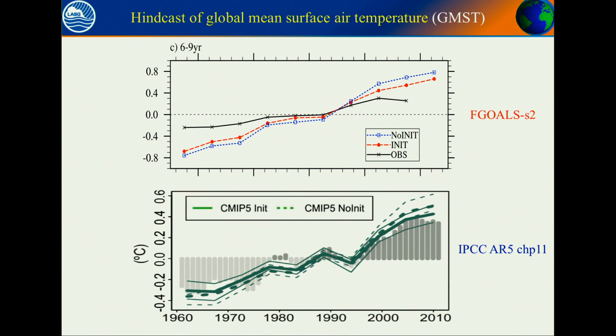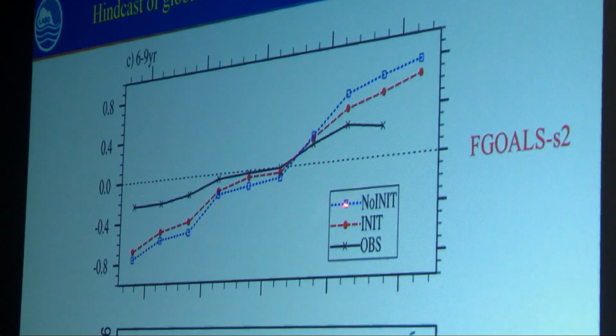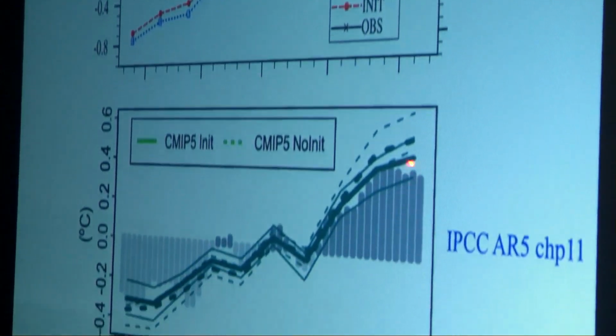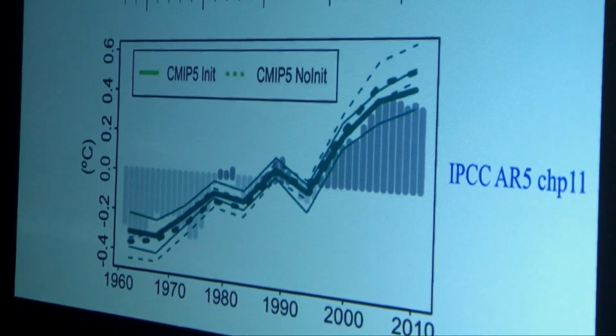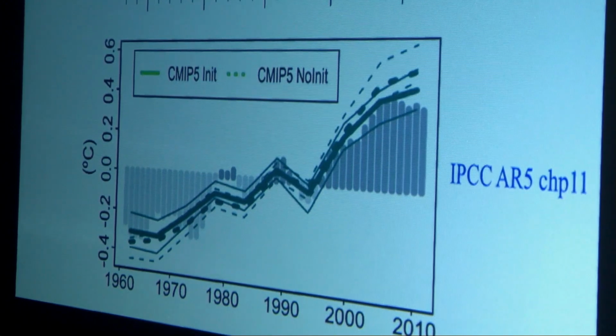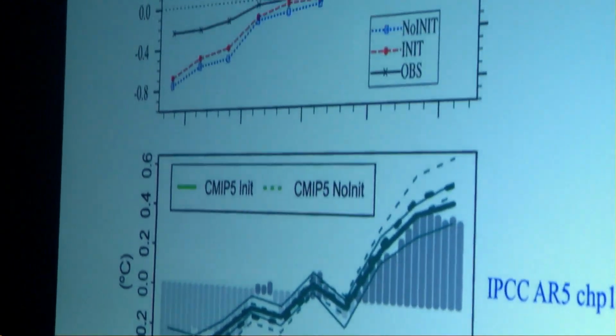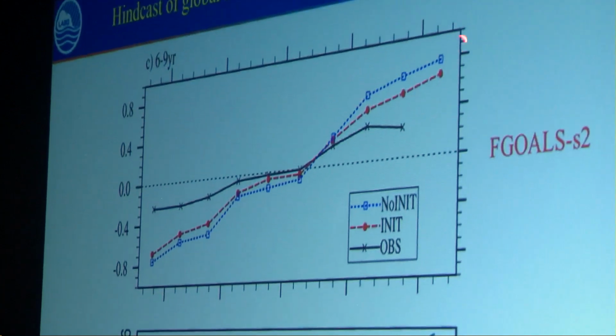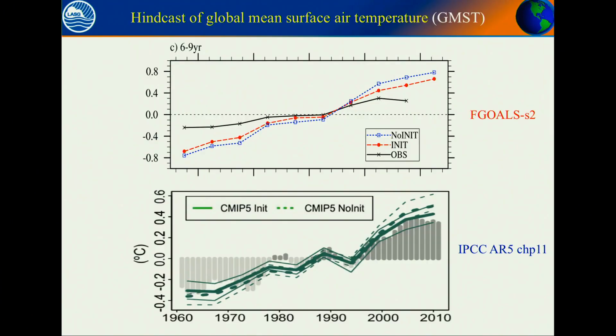Here is the global mean surface air temperature for the non-initialized simulation, the initialized hindcast, and also the observation. I also show the result of the multimodel ensemble of CMIP5. It's not surprising to see that the initialized hindcast shows a better result than the non-initialized simulation.